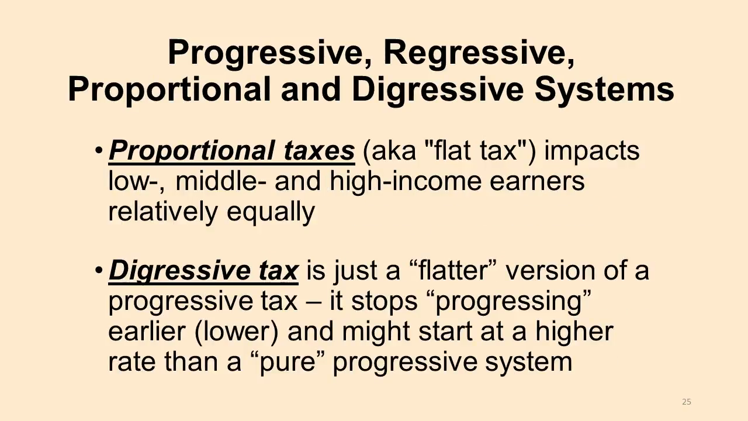Proportional taxes are sometimes called a flat tax. The idea is that the effect is the same for low-income people, middle-income people, high-income people. It's roughly equal. And then a digressive tax, most people don't talk about it. It's kind of a flatter version of a progressive tax. It stops climbing earlier. Maybe it starts off at a higher rate. Let's look at some pictures. It'll help explain.